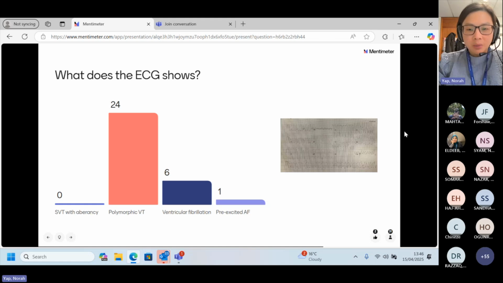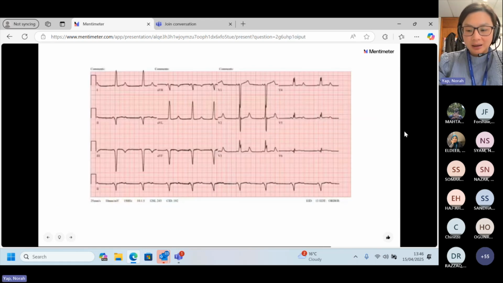I do see why people can think that this is a polymorphic VT, and I'm going to hopefully help you to differentiate between a pre-excited AF and a polymorphic VT. But the management is pretty much the same.